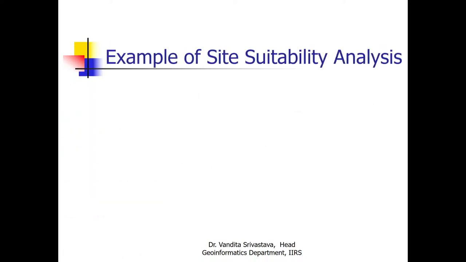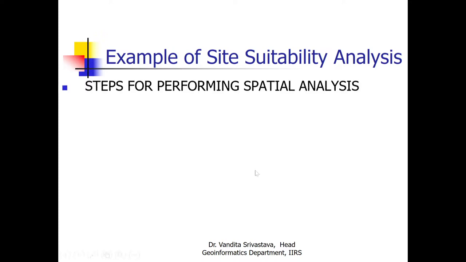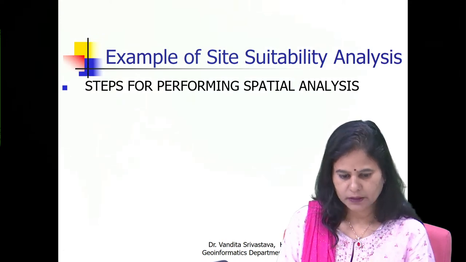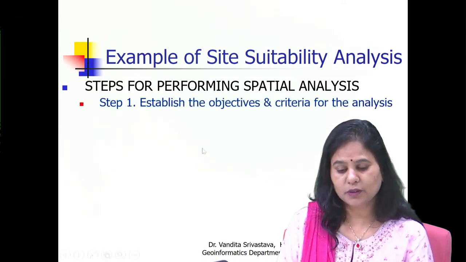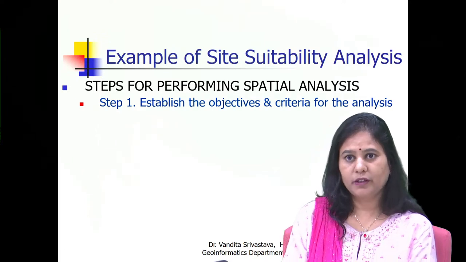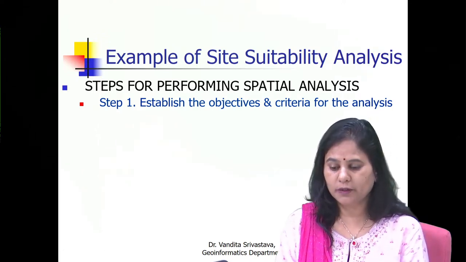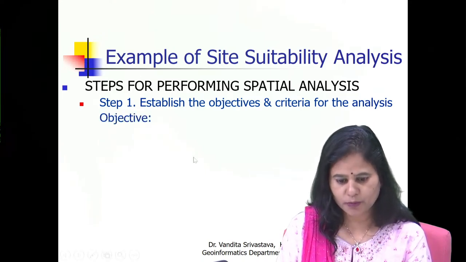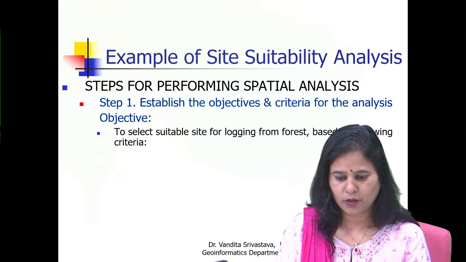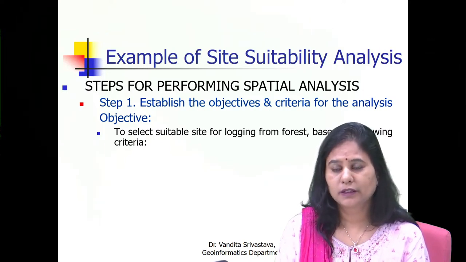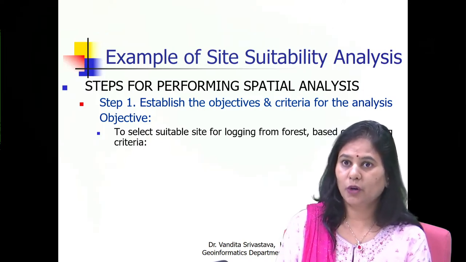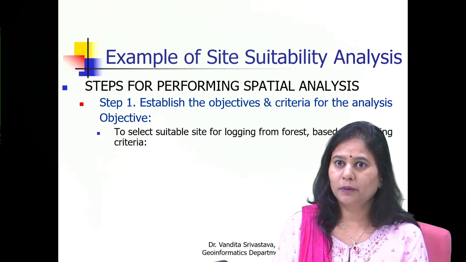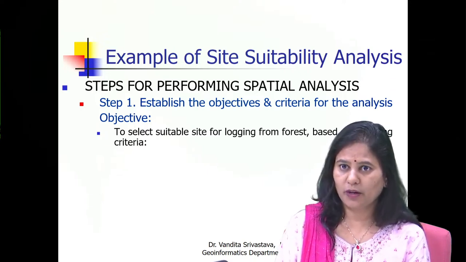Now I'll give you an example of these steps in a short example. So let us say the first step is to establish the objective, and then you make this objective more crisp by giving criteria for analysis. So let us say that your objective is to log trees from a forest. That is your basic objective. You are a timber company and you wish to log trees from a forest.